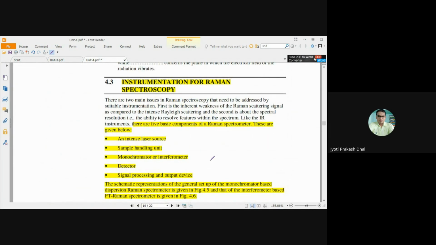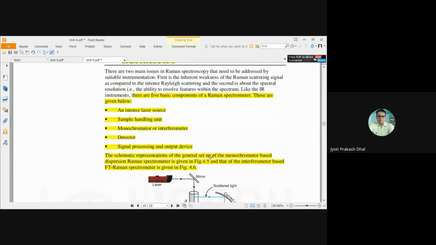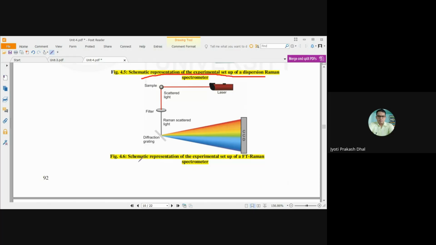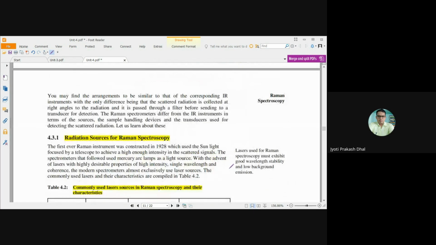Now coming to the instrumentation for Raman spectroscopy. There are five components of the Raman spectrometer. The first one is an intense laser source. The second one is a sample handling unit. Then monochromator or interferometer. Then detector. Then signal processing and output device. Here is a schematic representation of the experimental setup of a dispersive Raman spectrometer, and this is the schematic representation of the experimental setup of an FT Raman spectrometer.